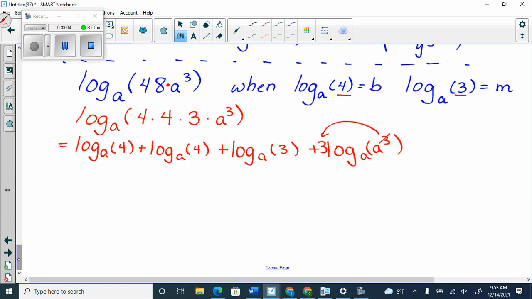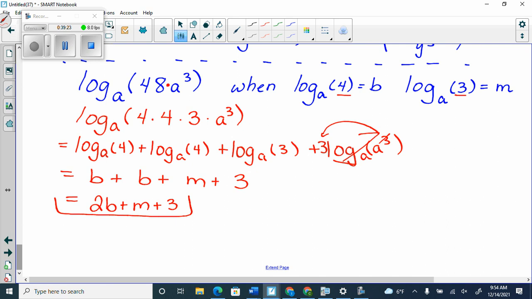Okay. What is log A of 4? Plus 3 times technically 1, which is 3. So now I get 2b plus m plus 3. Done. Well, I'm not moving. It's still sitting here. Okay.